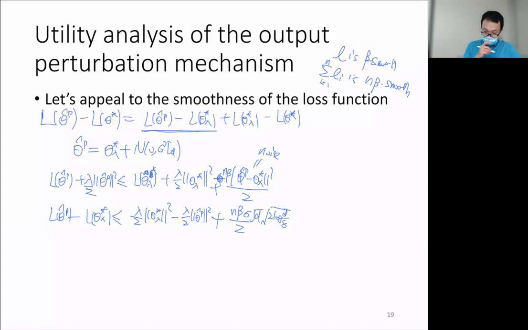Okay, and this is negative, right? This is negative. This is smaller than 0, and we can drop that. So now let's deal with this term. How do we deal with this term?